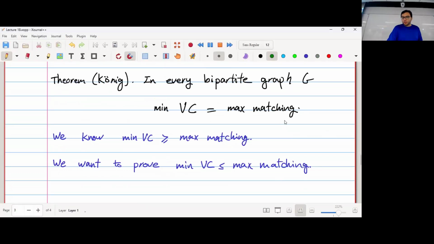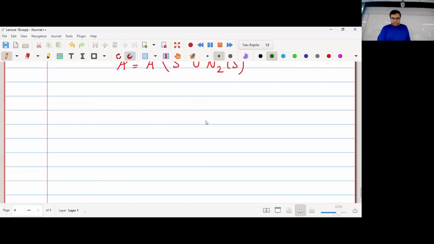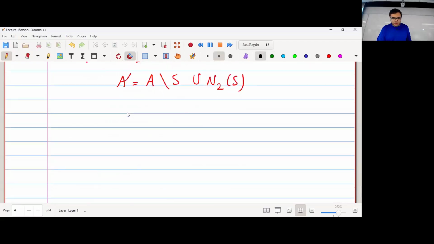So in every bipartite graph, the size of the minimum vertex cover is equal to the size of the maximum matching. But if our graph is not bipartite, we don't necessarily have this, because we have this example. Okay. But now let's look at some other relationships between these things.